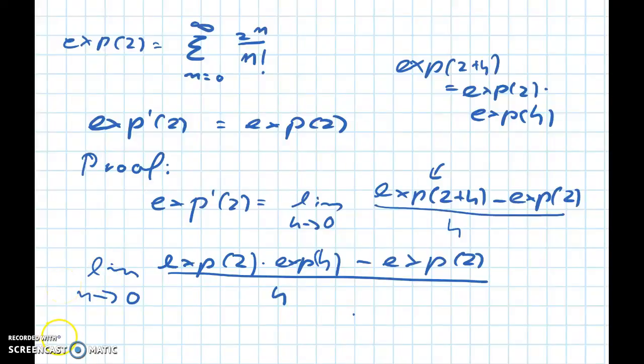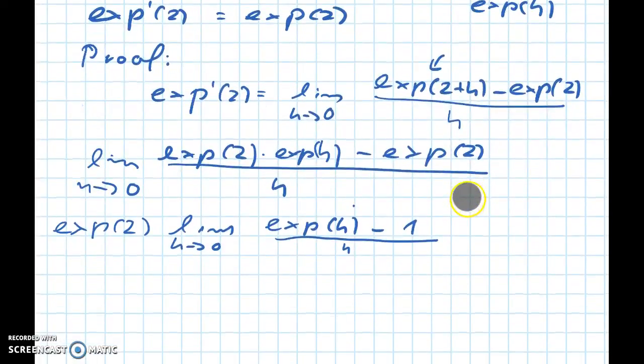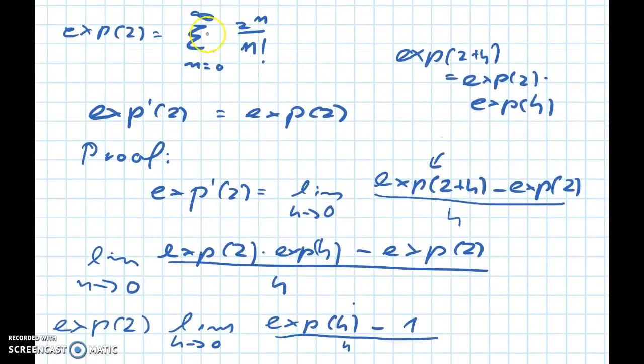So let's do that. We have exponential z times the limit as h goes to 0 of exponential h minus 1, and we still divide by h. And now look, we can write this exponential h in the form that I reminded you of a moment ago. We can write it as an infinite sum.